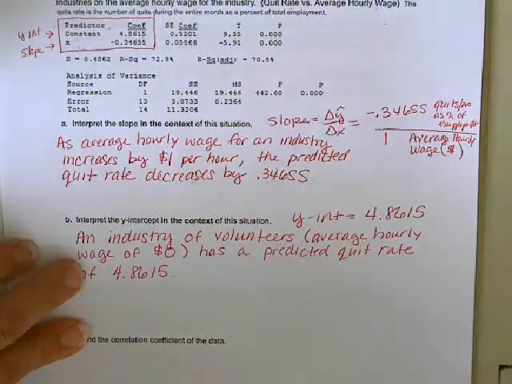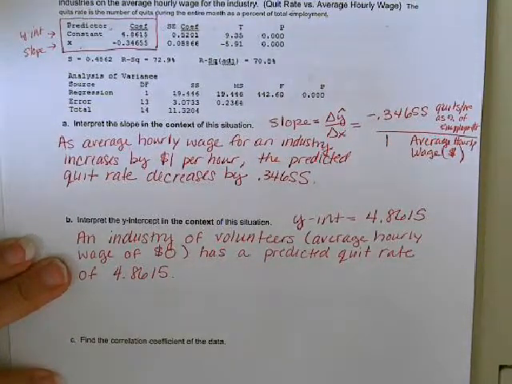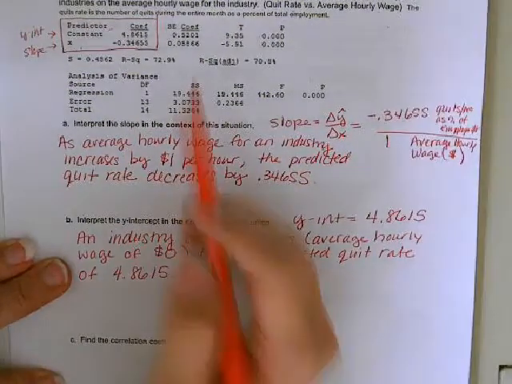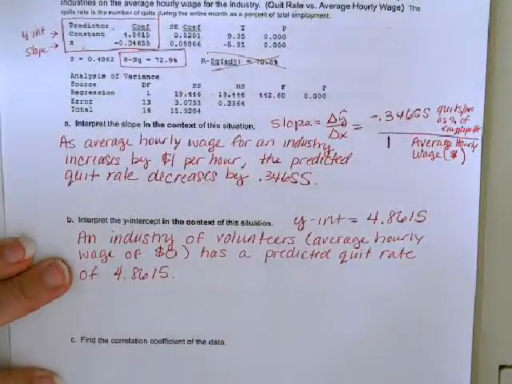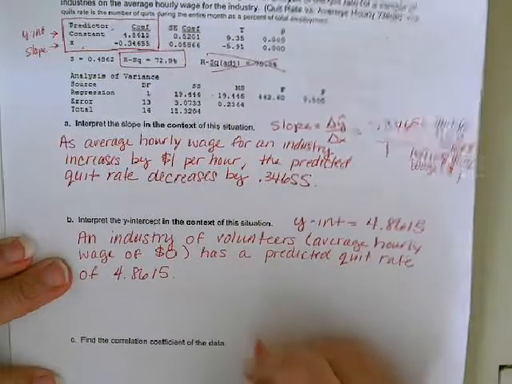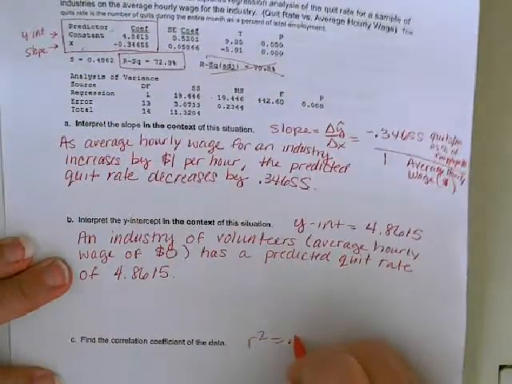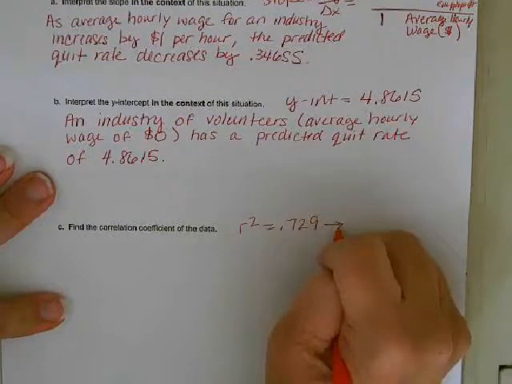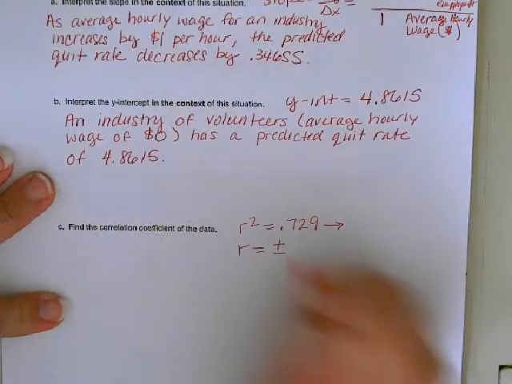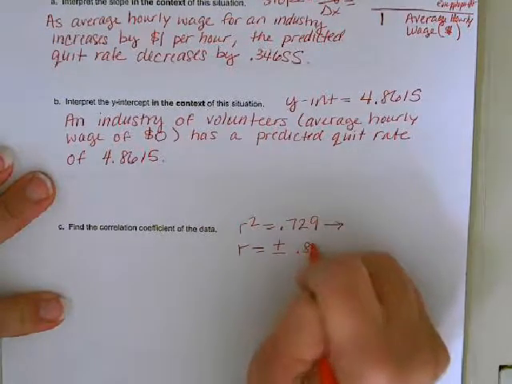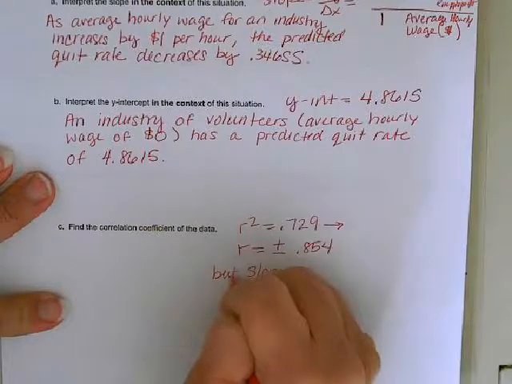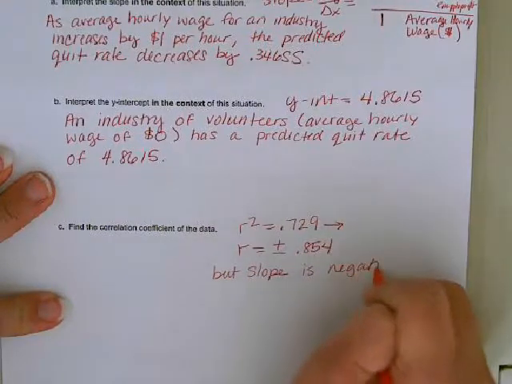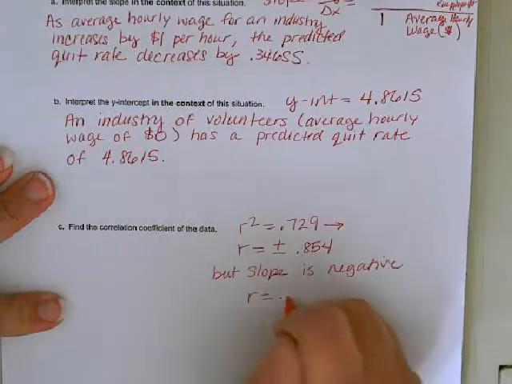All right, then last we want to find the correlation coefficient of the data. So we're looking for r squared to start because the output doesn't actually have r. We ignore the r squared adjusted. We're not ever going to use that in this class. And we want r squared. So r squared in this case is 0.729. So if you take the square root, that would be plus or minus 0.854. But then we have to decide which one. The slope is negative. So that means that the r we want is negative 0.854.